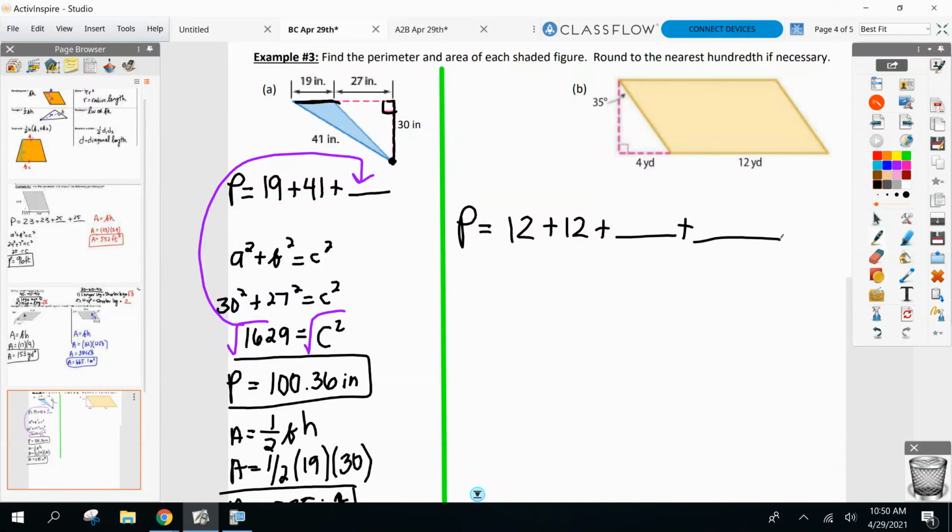Oh boy, how about this? You can't use your 30-60 rules, can you? Or 45-45. Still got to find that side though. I gave you 35 in there and that 4 yards. What can we use, even though it's not 30-60 or 45-45? It's still a right triangle. No Pythag, because you don't know the second side.